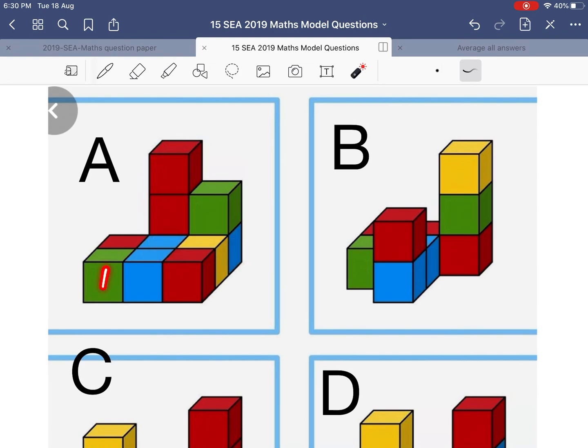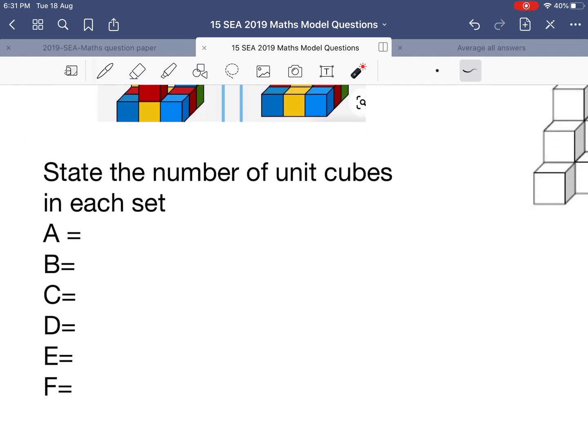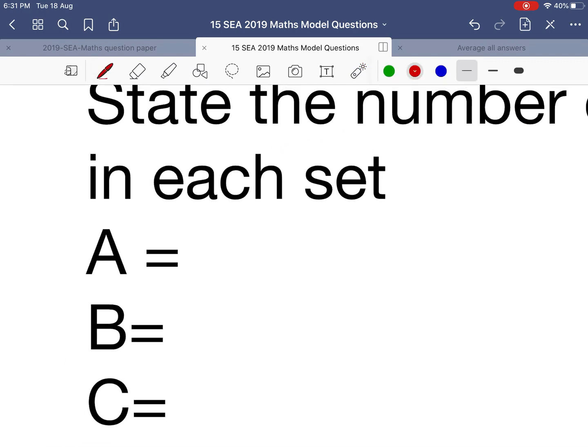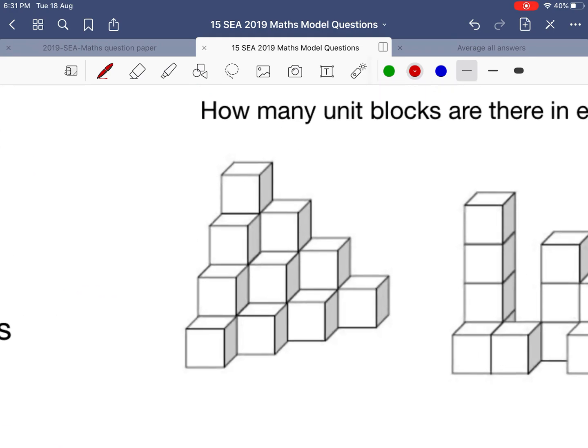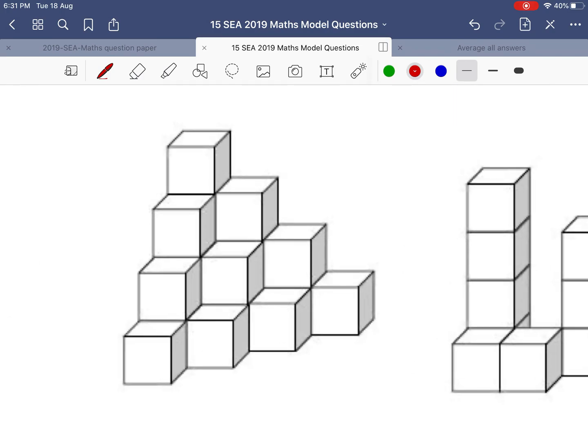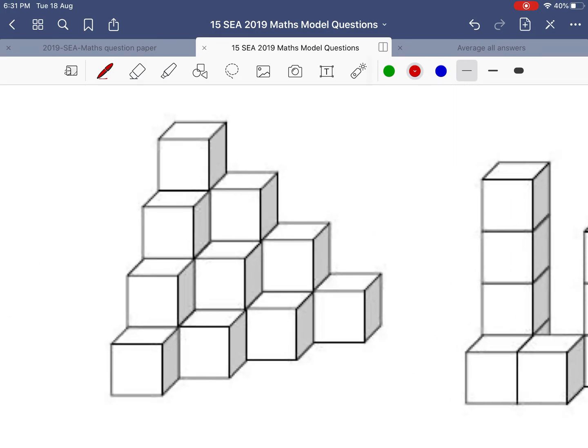So let's count. 1, 2, 3, 4, 5, 6, 7. The one below this one, 8, 9, 10. And this one, 11. So that's 11 unit cubes. So let's go to this one. Here we can easily see 1, 2, 3, 4.